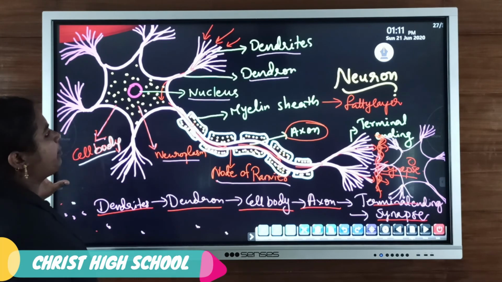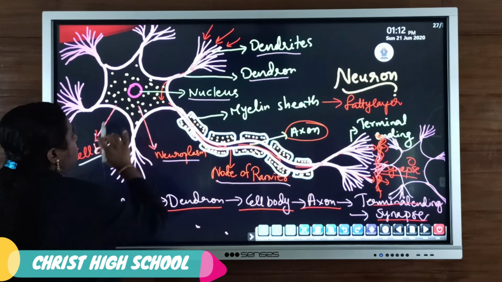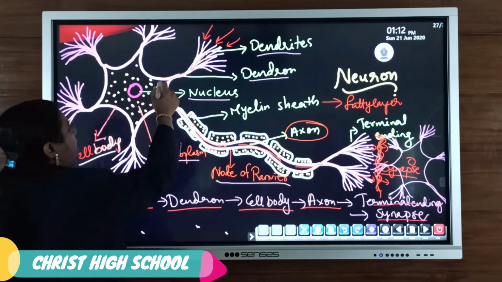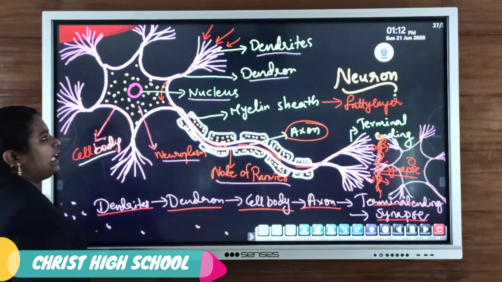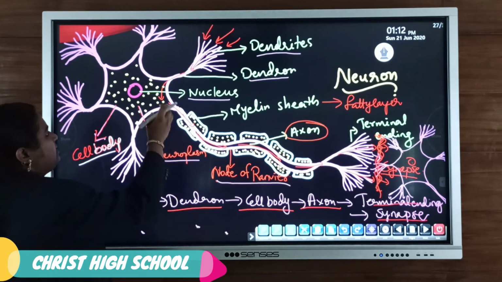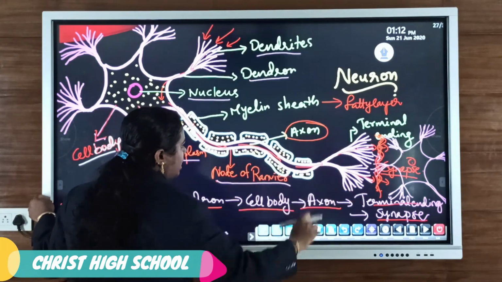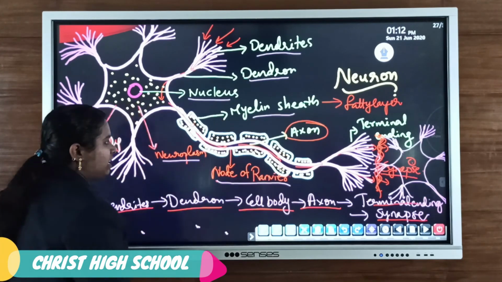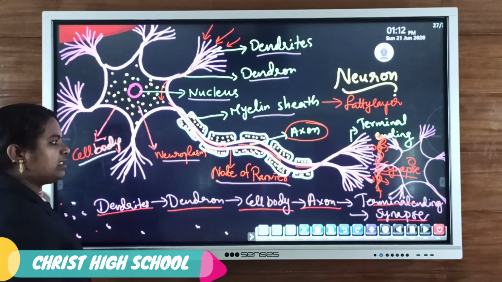The most important part of the neuron is the cell body, which contains the nucleus, other cell organelles, and neuroplasm. The cell body's main branch is known as the dendron, and its final ending is known as the dendrite. The dendrite receives information from the nearby area, and from the cell body the impulse is transmitted to the axon, and from the axon it reaches the terminal ending. The myelin sheath is a protective fatty layer which covers the axon and also speeds up nerve impulse transmission.